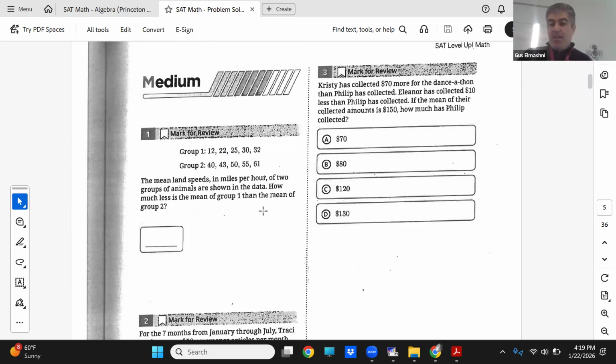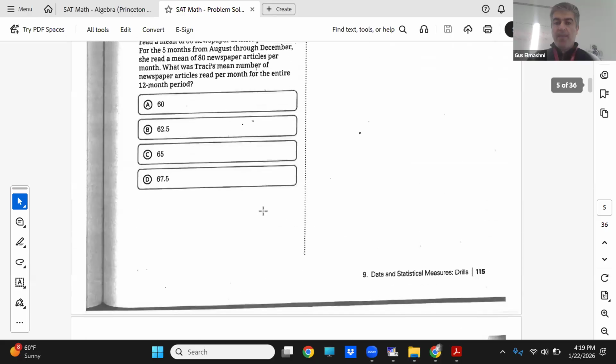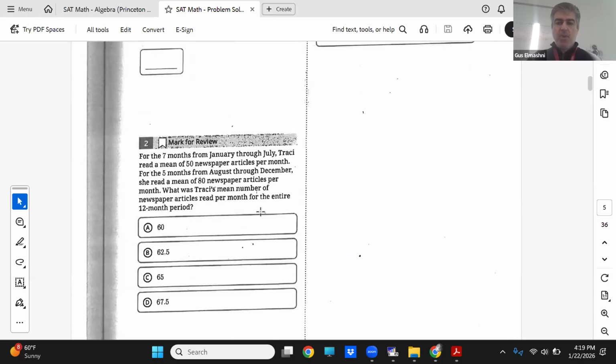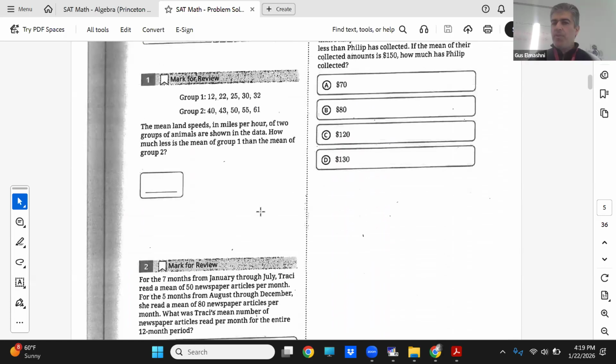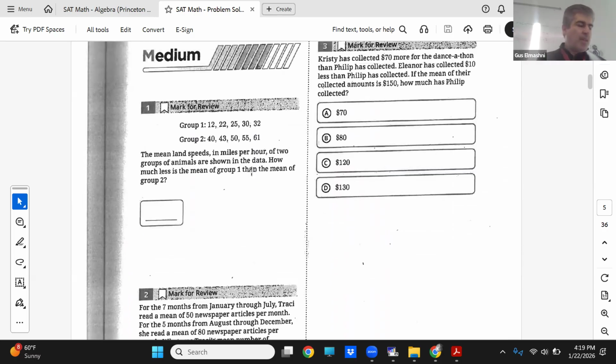All right, so go ahead and try 1, 2, and 3 on page 115. If you get stuck, I'll help you guys out. But conceptually, I think you guys know what's going on. But if you get stuck, let me know. Means the average. It's literally the average.